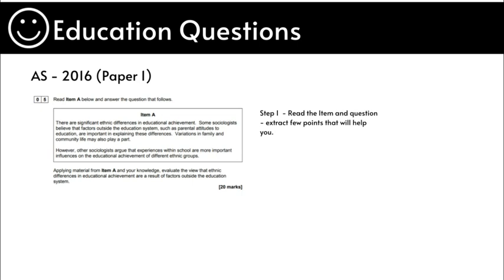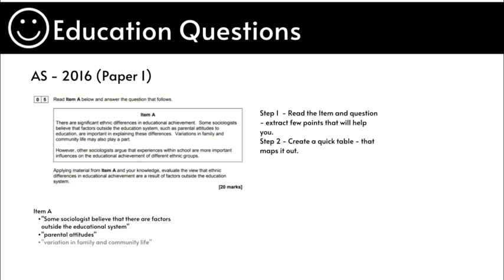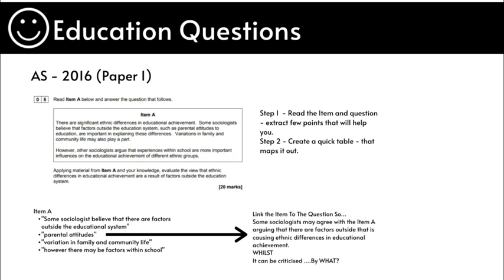Okay, so hopefully you have paused, and step 2 is to create a table. Let me go back to where you paused, when I asked you to read the item and extract key points from the item that will help you. So what I've come up with from the item is that some sociologists believe that there are factors outside the educational system, parental attitudes, variation in family and community. However, there may be factors within school linking to the item. So the question will be, some sociologists may agree with item A, arguing that factors outside school cause ethnic differences in educational achievement by what?